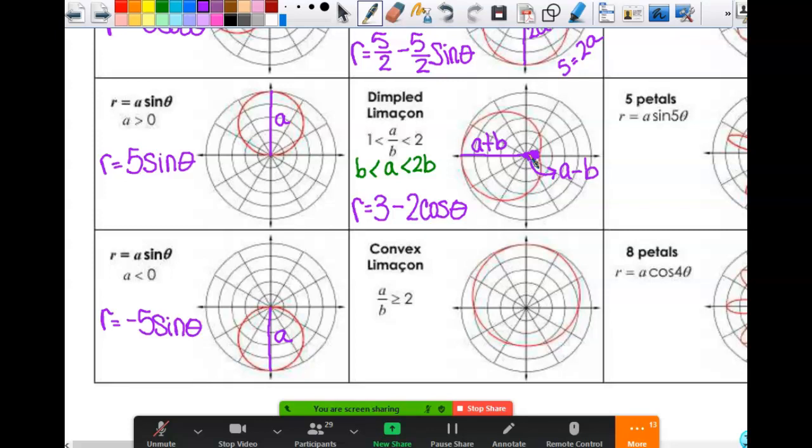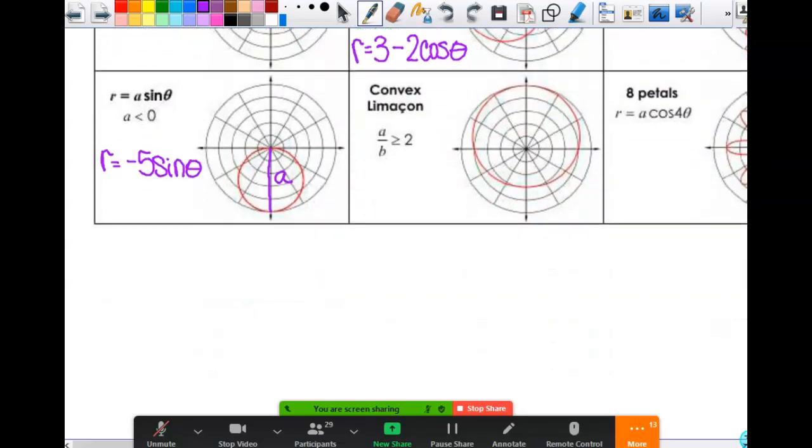All right, we good on dimpled limaçon? All right, so then we have a convex limaçon. So if this keeps pulling away and it's no longer dented in, it becomes flat. It kind of looks like a circle, but it's not. And that was the other thing that you could have chosen on your little graphs that's really not a circle. And that's what a convex limaçon is.